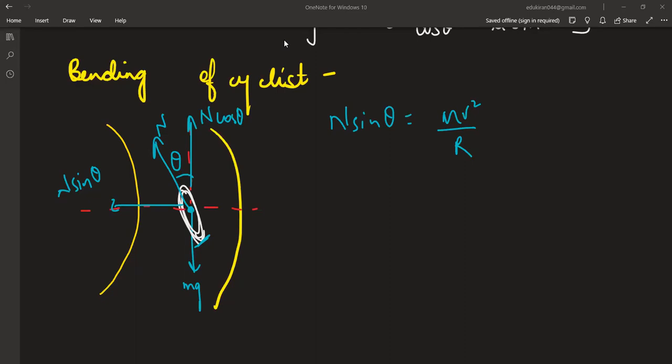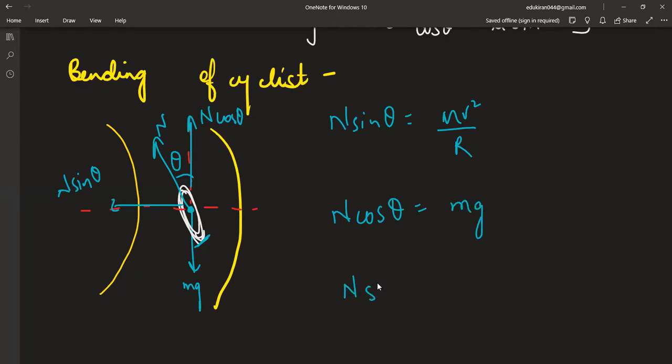Okay, now it's clear, Abdul, to you why N sin theta is equal to the centripetal force, because this is acting along the radius and towards the center. Okay, good. So yes, this is the case, and N cos theta is balancing mg. So you have N cos theta, which is balancing mg.